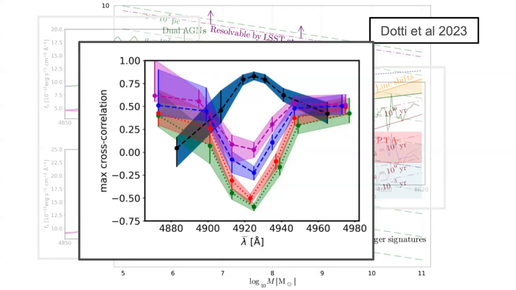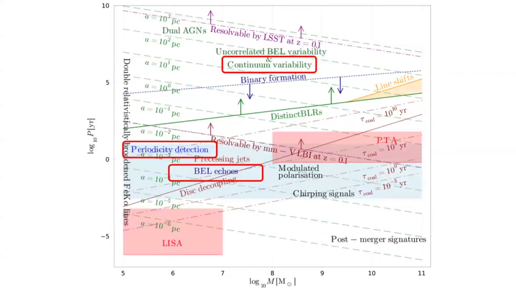So this is a brief example of what we can do on the spectroscopic side. And now in the rest of the talk, I'll talk about my contribution in the field up until now. So I'll talk a bit about the continuum variability and the periodicity detections. This has to do with photometric rather than spectroscopic signals. And then I'll go back to spectroscopy to talk about a possible signature from broad emission line echoes.